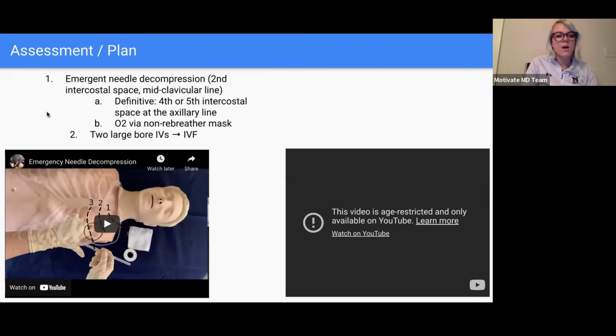But remember, this is going to be a question on your quiz in a few minutes. If you do it tonight, the initial emergent thing to do is the emergent needle decompression, to get rid of that space and expand the lung back. And then the definitive thing is putting in that chest tube, 4th or 5th intercostal space at the mid-axillary line. So remember the difference: the needle decompression is at the mid-clavicular line, so that's anterior, and the mid-axillary line is lateral. Okay, so great job.